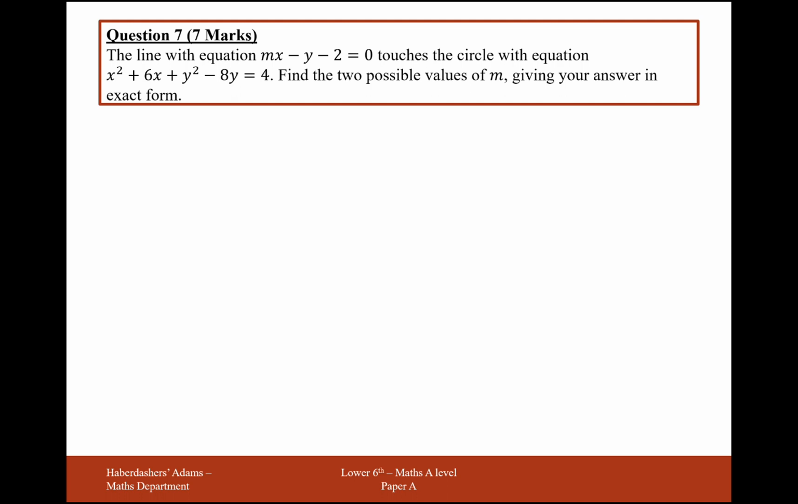This is question 7. The line with the equation mx minus 2 minus y equals 0 touches the circle with this equation. Find the two possible points of m, giving your answer in exact form.